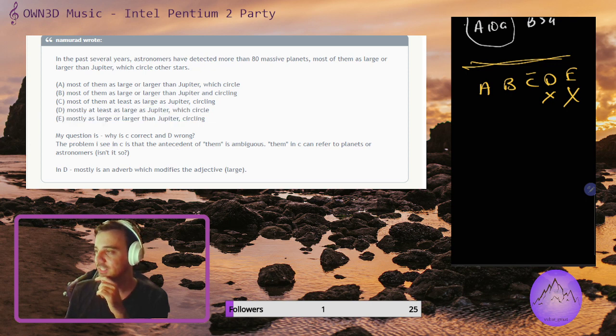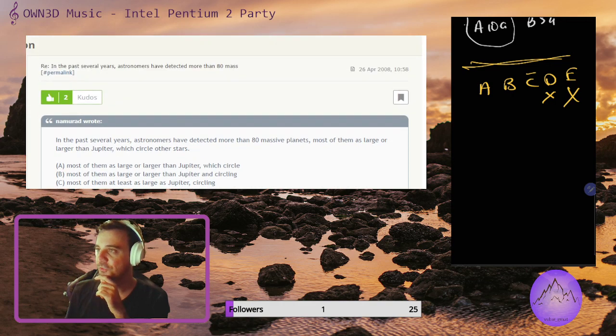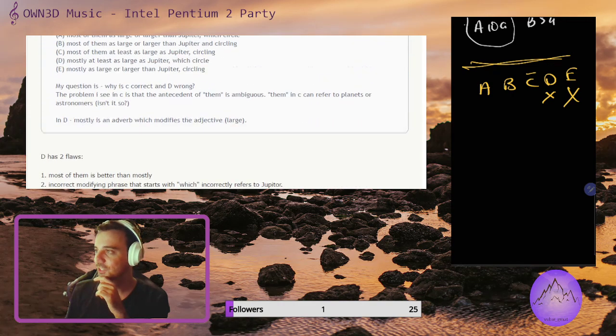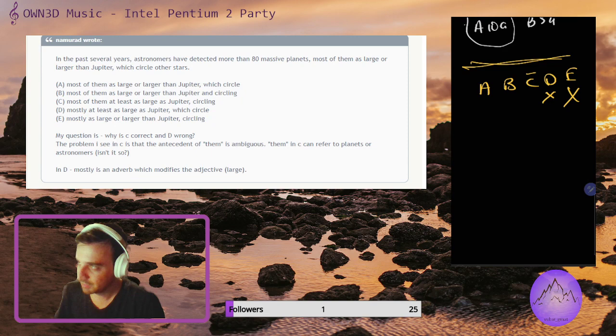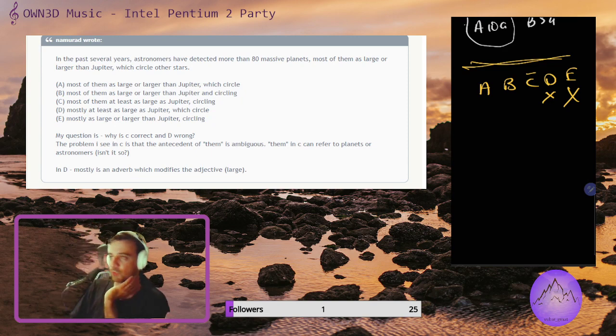Incorrect modifying phrase that starts with which incorrectly refers to Jupiter. So Fizztail, thank you very much. Confirming the same thing I had about question A. Oh, sorry, response A.